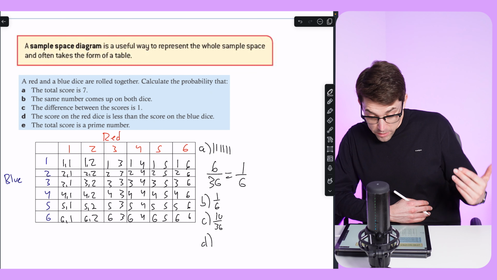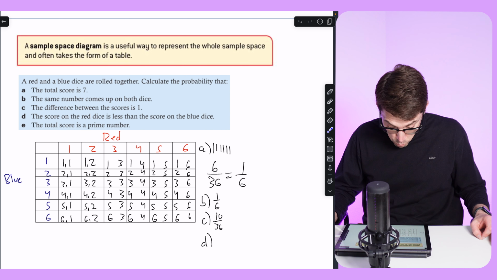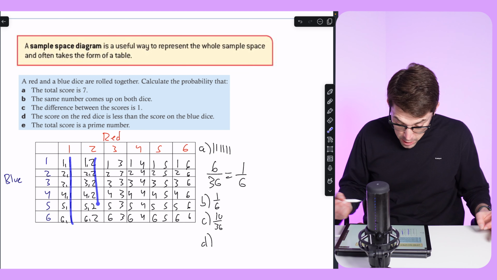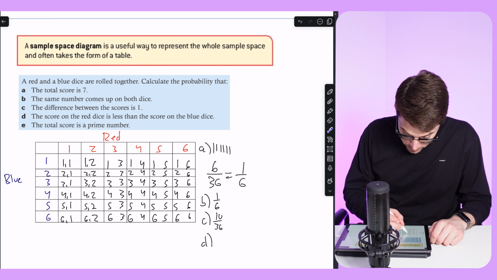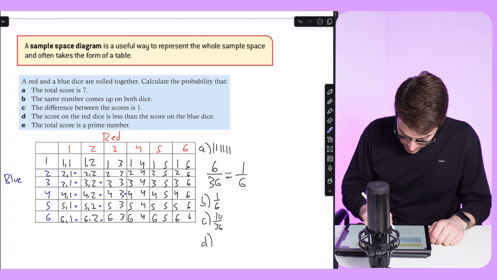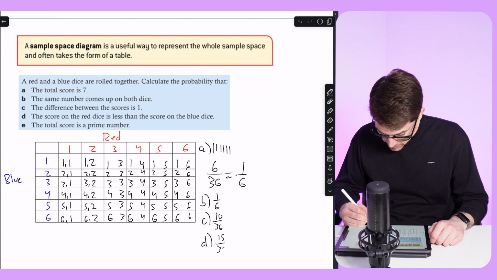D would be the score that on the red dice is less than the score on the blue dice. So remember that I said that my red is this second number. So the probability that the red dice is less than the score on the blue dice: I'd have 1, 2, 3, 4, 5, 6, 7, 8, 9, 10, 11, 12, 13, 14, 15. So I would have 15 out of 36.